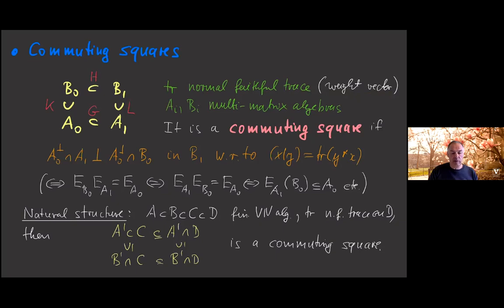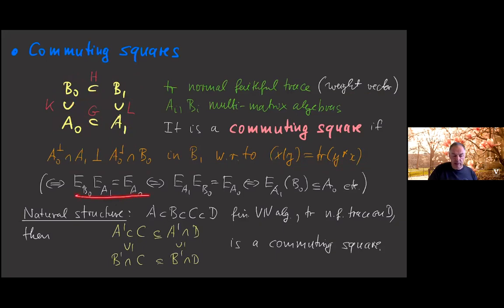That would give you such a normal faithful trace, okay? Now, when is this a commuting square? Well, it is a commuting square when these two algebras here are orthogonal modulo the small one. So I wrote this over here in the algebra B1, which you view as a Hilbert space with the inner product that comes from the trace. As before, the inner product of two operators is the trace of y star x, okay? So when you have this kind of orthogonality condition, you have two subspaces that are orthogonal modulo the small one.